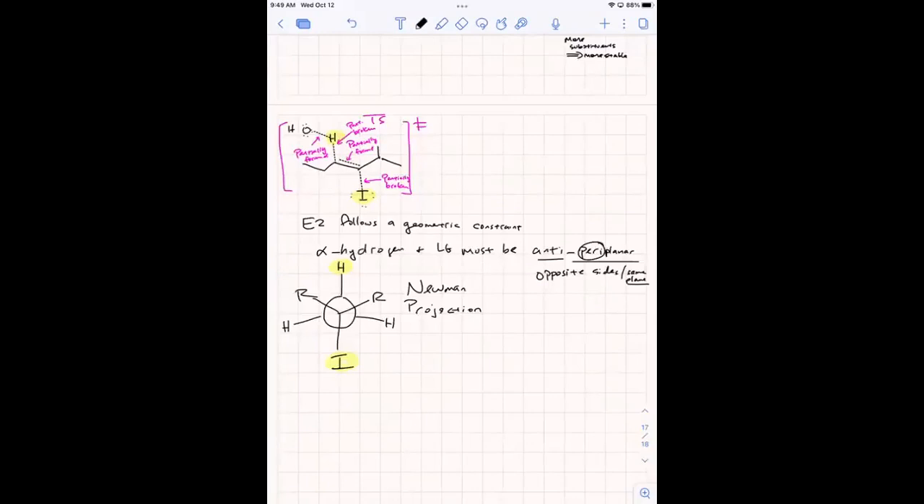It's really an orbital argument. So certain orbitals have to line up in the transition state in order for the electrons to be shared the way they are. If the orbitals don't line up, then the elimination can't happen.